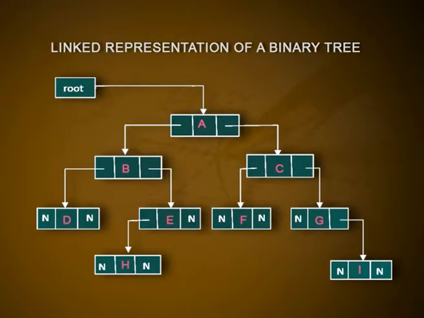A linked representation of binary tree is given here. A pointer variable root points to the root of the tree. If the subtree of any of the node is empty, the corresponding link contains a null value. If the tree itself is empty, then the pointer root will contain the null value.